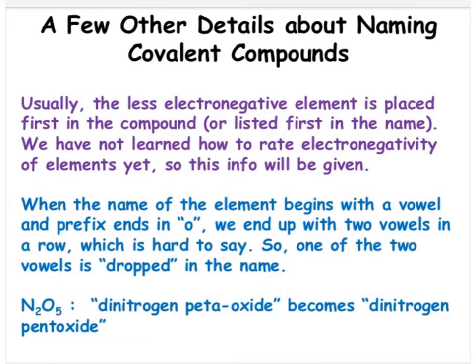There are just a few other details about naming covalent compounds. Usually the less electronegative element is placed first in the compound, or listed first in the name. We have not learned how to rate electronegativity of elements yet, so this info will be given. When the name of the element begins with a vowel and the prefix ends in an O, we end up with two vowels in a row, which is very hard to say. So one of the two vowels is dropped in the name. N2O5, dinitrogen pentaoxide, becomes dinitrogen pentoxide.